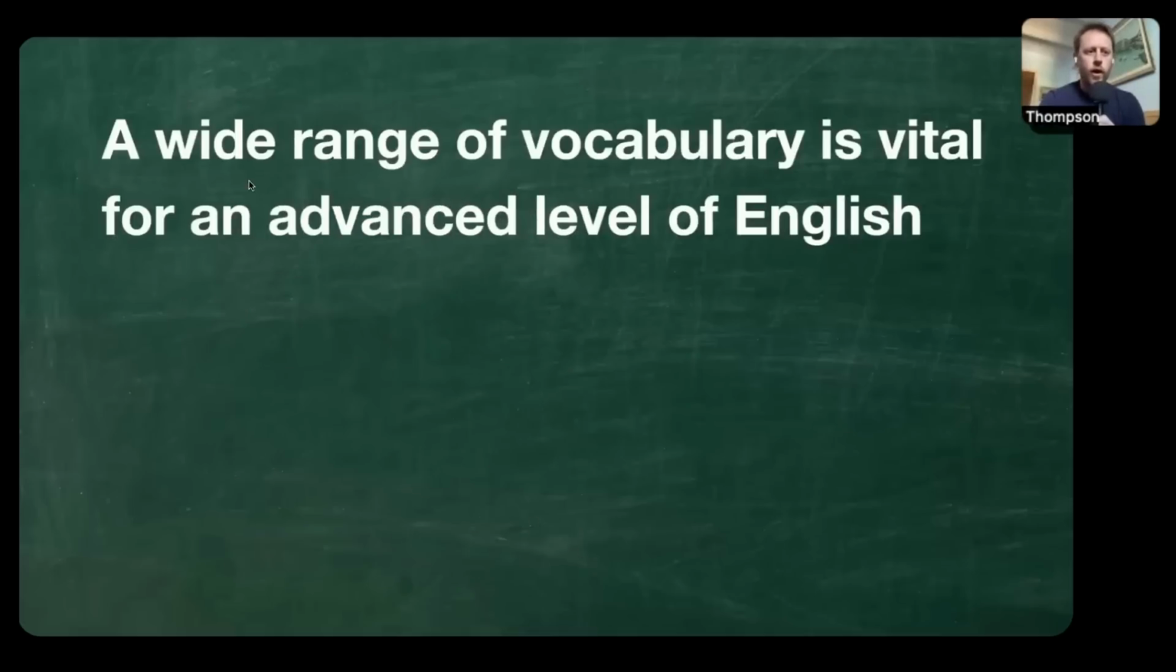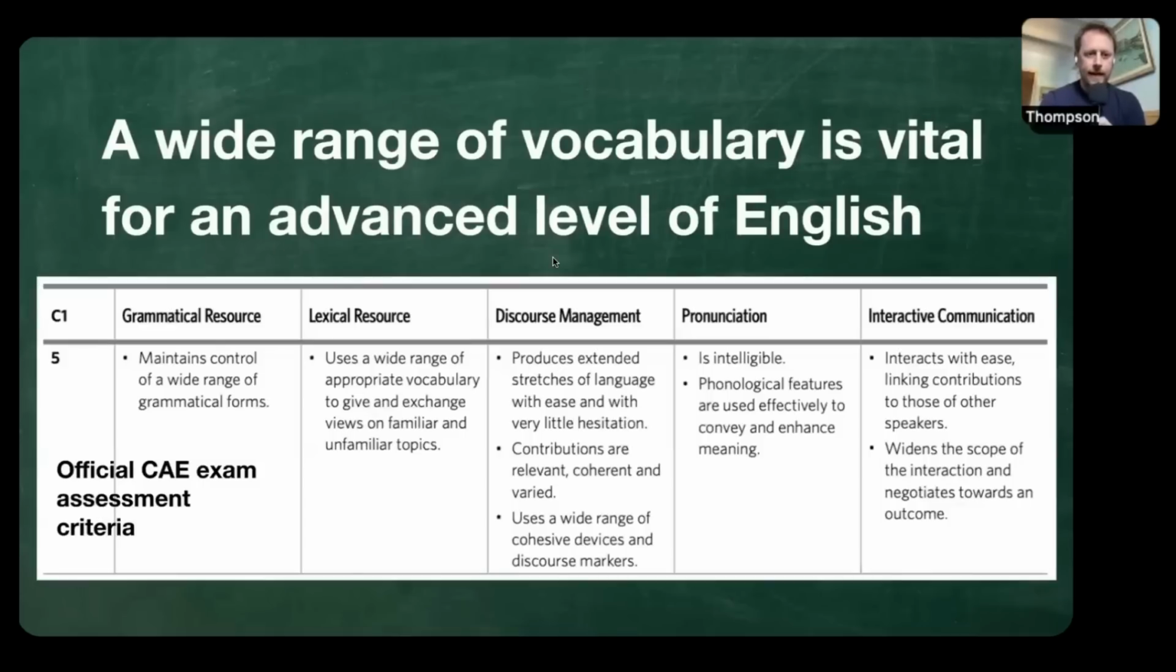So, as we know, a wide range of vocabulary is vital for an advanced level of English. I think everyone knows this. Just in case you're not convinced, this is a little extract from the official Cambridge Advanced English Exam assessment criteria. So when examiners are assessing advanced English, this is the criteria that they use. So we've got grammar, discourse management, otherwise known as fluency, pronunciation, interactive communication, your ability to interact with others. And we can see that lexical resource, which basically means the range of vocabulary that you have available to you, is one of the most important ones, right? This is one of the sort of pillars of good English.